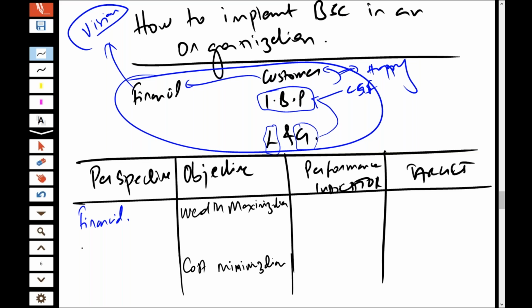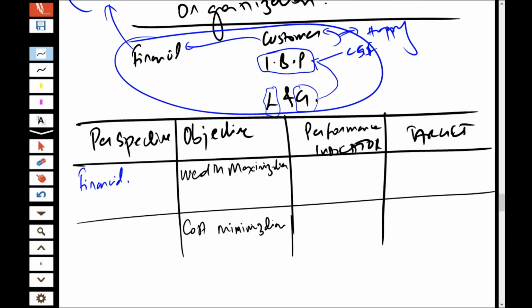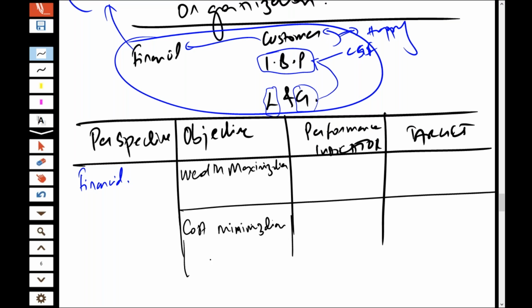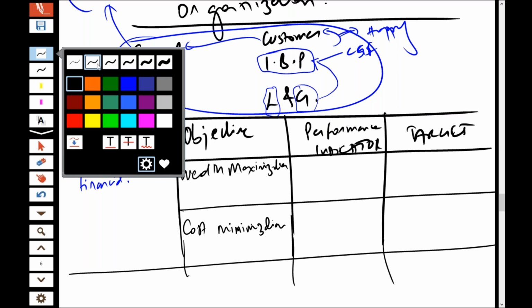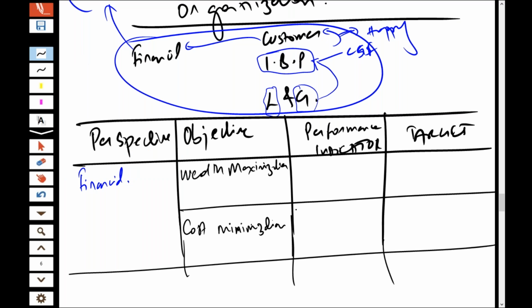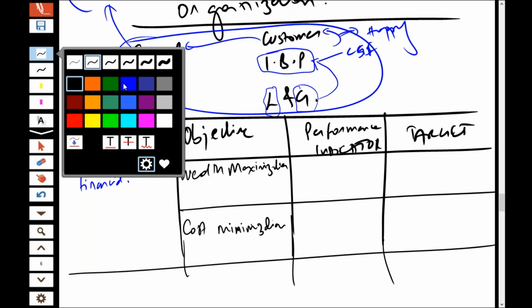I've just mentioned two of the objectives. One of them is the financial perspective. And with respect to the financial perspective, I've mentioned one objective, and I've mentioned another objective. Let's think that there are two objectives. The shareholders want their wealth to be maximized, plus the management has adopted a cost leadership strategy.